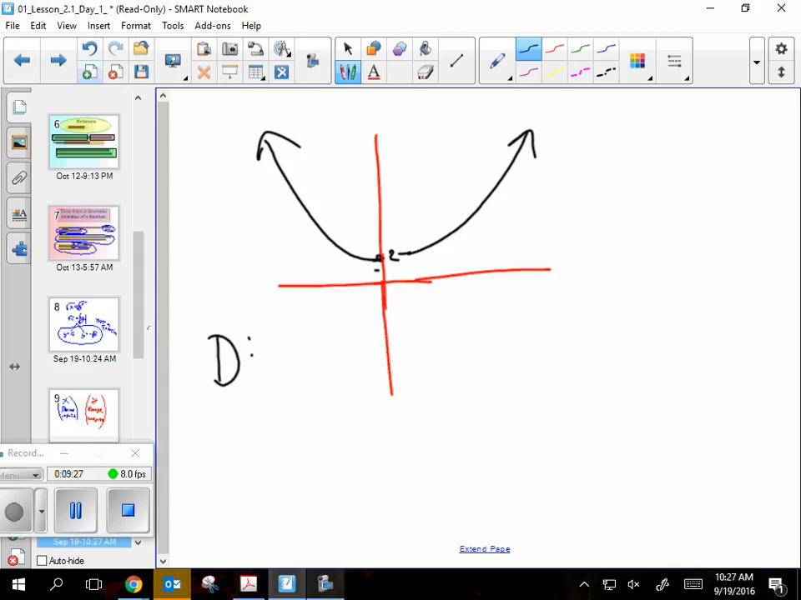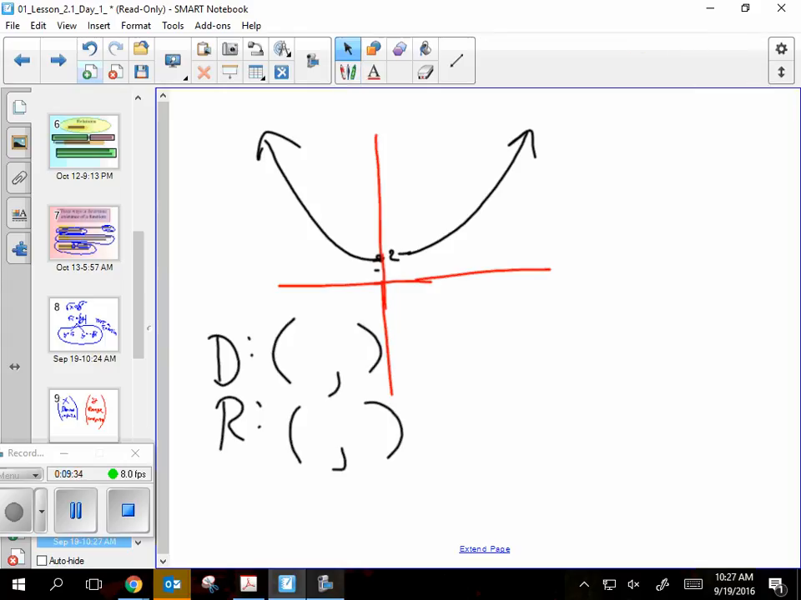Everybody write that like this underneath it. And I'd encourage you to write it in terms of something comma something. That's called interval notation. Write the domain and range of that function. This is something from higher algebra. I'm going to pause for a second while you do this, and then I want you to compare what you think the domain and range of this thing is with the kids sitting next to you.